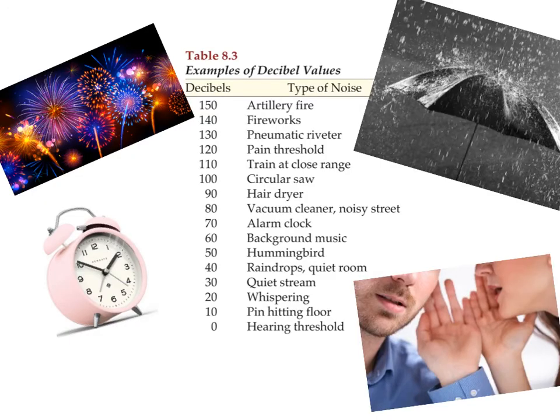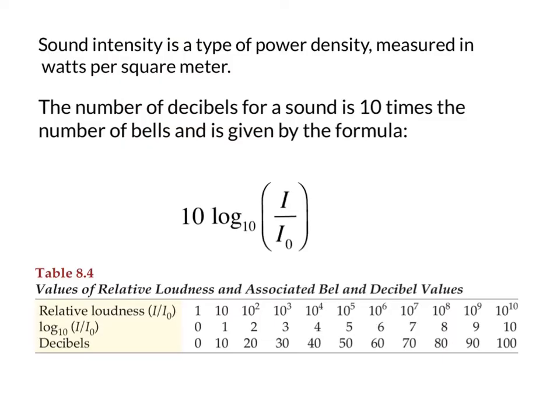Here on this table, you can just see a few examples of the different decibels and the noise that goes with that value. Anywhere from fireworks being 140 decibels to raindrops or a quiet room being 40, and even whispering is 20. All right, so sound intensity is a type of power density measured in watts per square meter, written as W over meters squared.